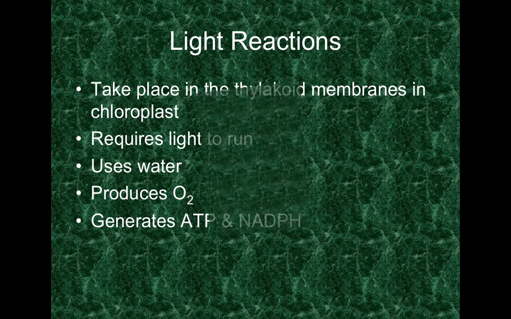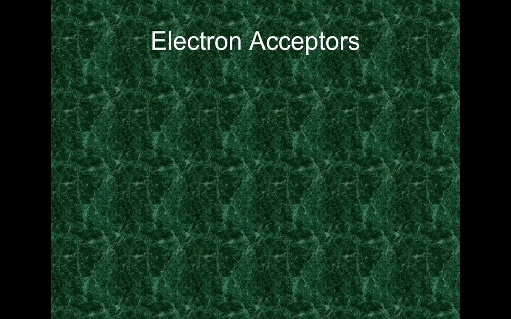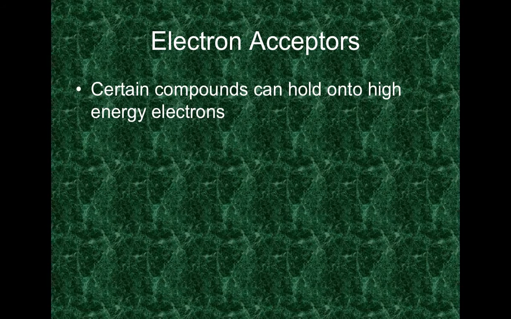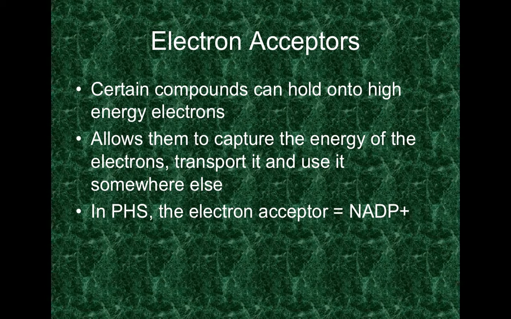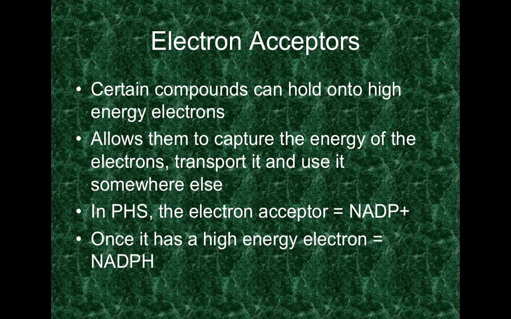Now, NADPH is a group of compounds that we call electron acceptors. These are able to hold on to high energy electrons. What it does is it allows them to capture the energy of electrons, transport it, and use it somewhere else. These guys are reusable. In photosynthesis, the electron acceptor is called NADP+. And once it's accepted a high energy electron, we now call it NADPH.